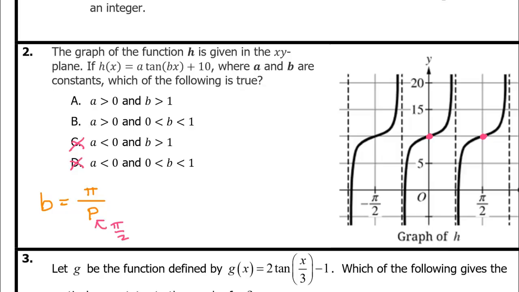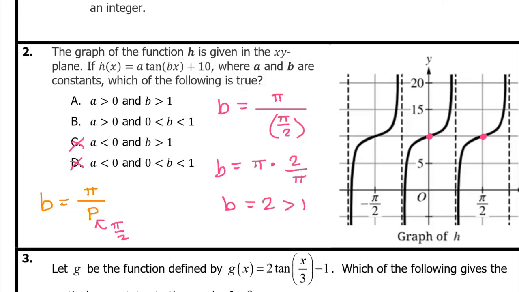That means the b value is going to be pi divided by pi over 2. When you divide by a fraction, you multiply by the reciprocal. So b will be pi times 2 over pi. These pi's cancel, leaving b equal to 2. This is clearly greater than 1, so the answer must be A.